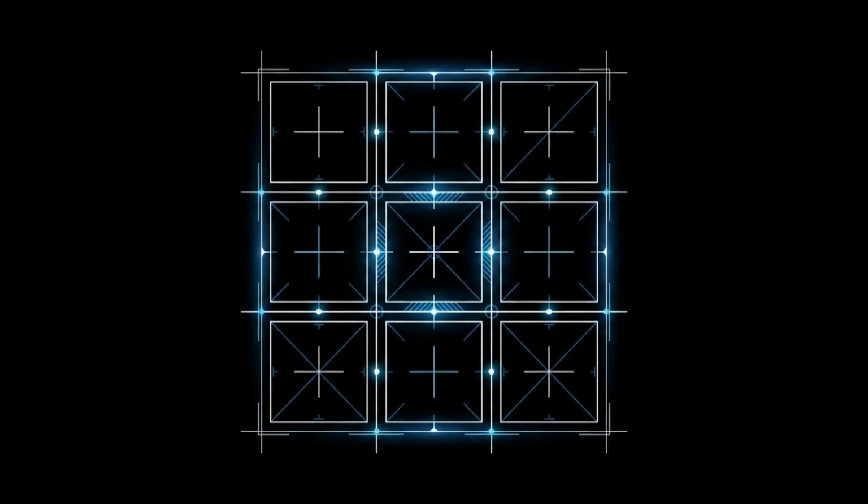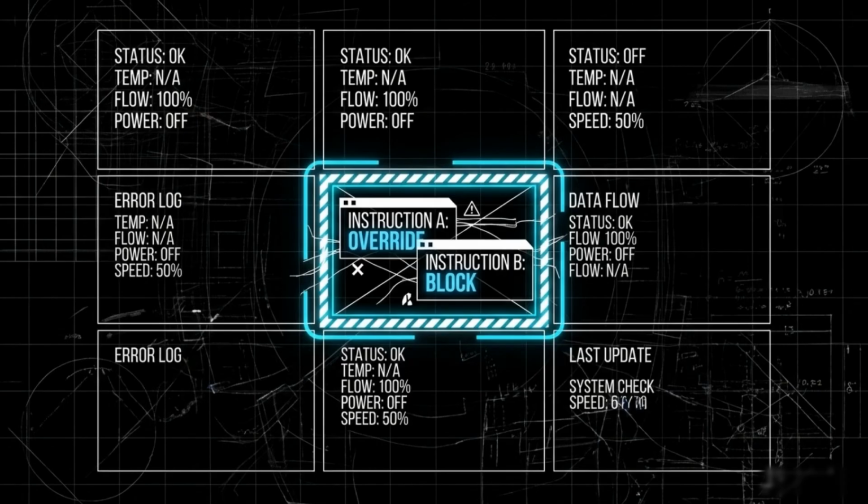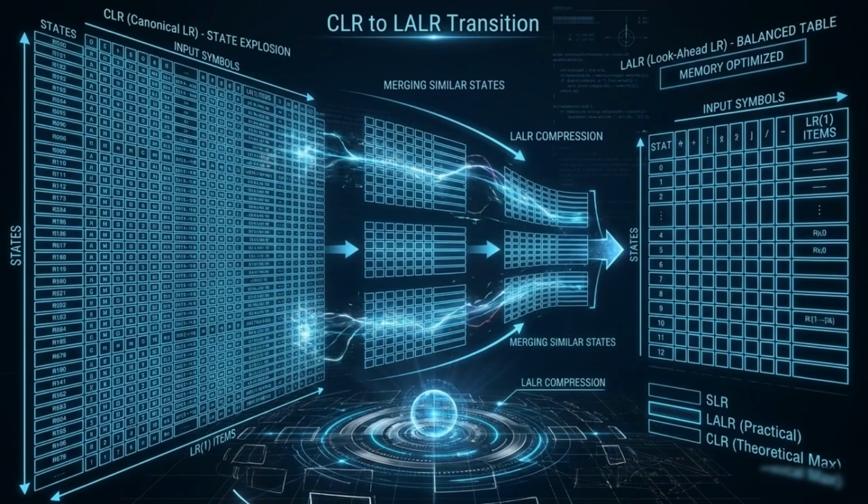Simple LR, or SLR, is easy to construct and results in small tables, but it cannot handle more complex, ambiguous grammars. Canonical LR, or CLR, is the most powerful variant. It uses look-ahead symbols to distinguish between different parsing scenarios, but this leads to a massive increase in the number of states, which consumes significant memory.